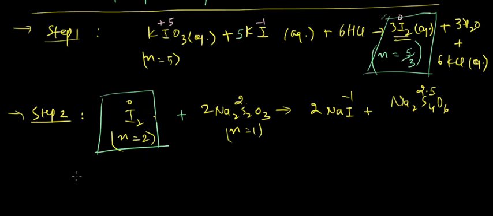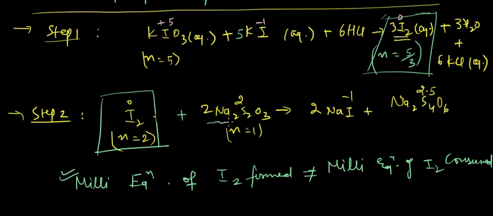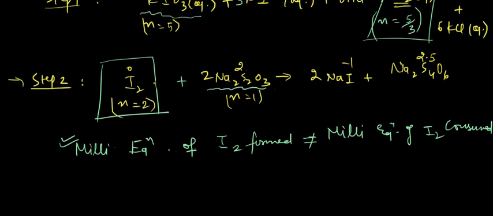So we cannot equate the number of equivalents of I2 in both the steps. Hence we cannot say that milliequivalents of I2 formed will be equal to milliequivalents of I2 consumed. As a result, we also cannot say that milliequivalents of Na2S2O3 consumed in the second reaction would be equal to milliequivalents of KIO3.